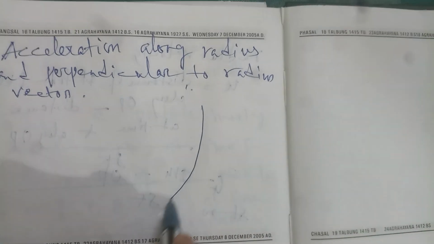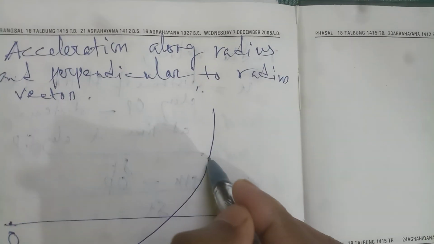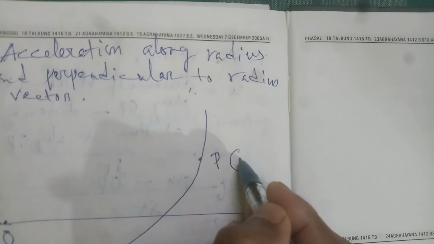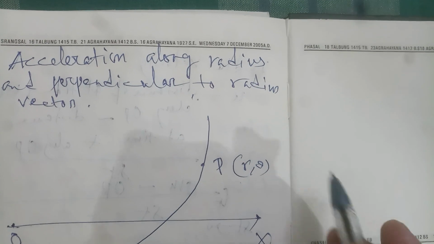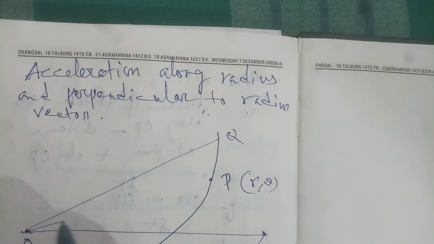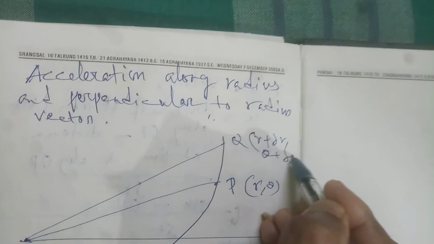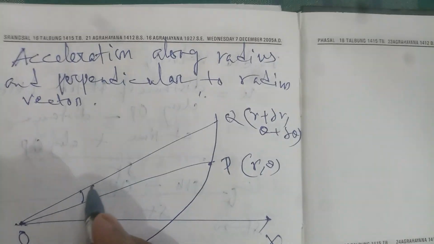Let us now learn the acceleration along the radius and perpendicular to the radius vector. In my last lecture, we studied the velocity along the radius and perpendicular to the radius vector. So let us draw the same picture. The curve, initial line OX, and there was a point P. P was at (r, theta), the polar coordinates of P, and Q has polar coordinates (r plus delta r, theta plus delta theta). So this angle is delta theta.